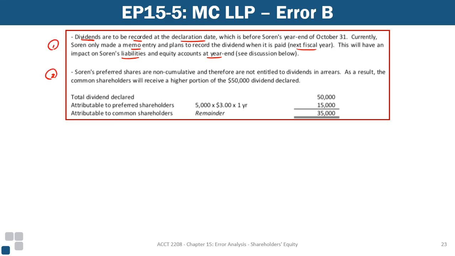Error number two is that the preferred shares, as I said, are non-cumulative and not entitled to dividends in arrears. So the common shareholders should actually receive a higher portion of the $50,000 dividend. So the total dividend is $50,000, but the preferred shareholders should only get 5,000 shares times $3 times 1 year, not 2. So they should only get $15,000, and then the common shareholders would get the rest.